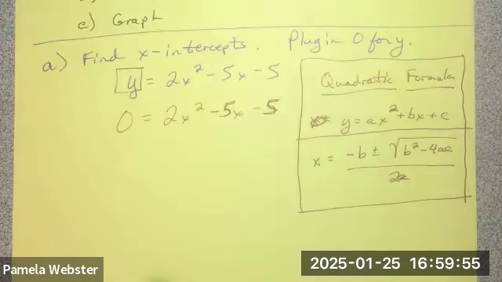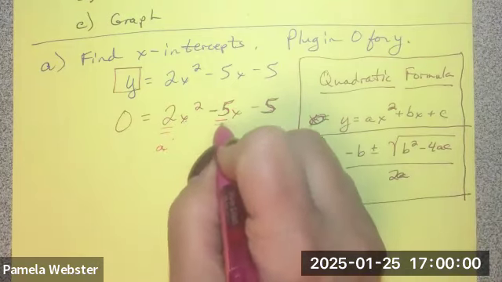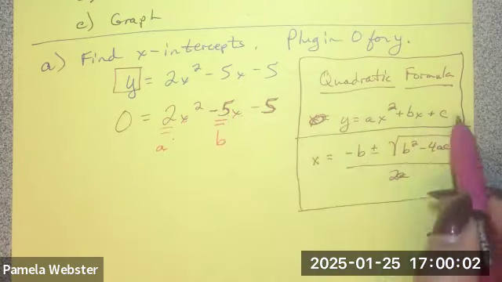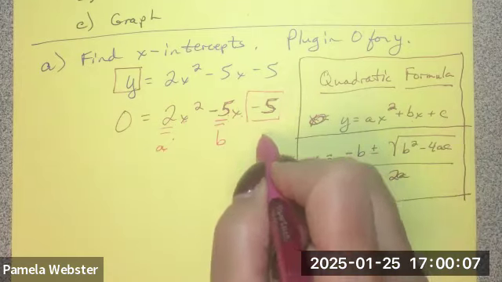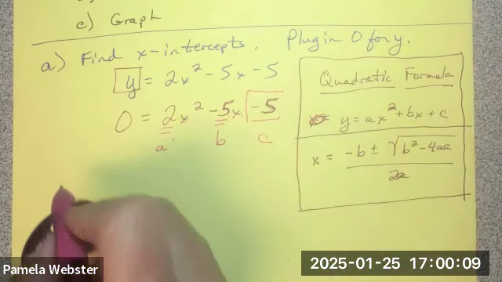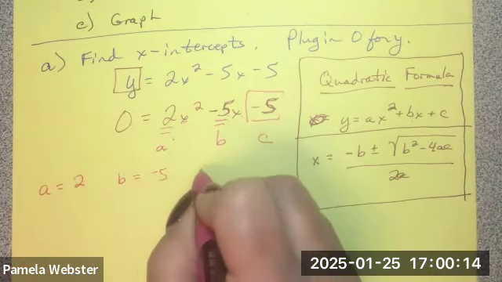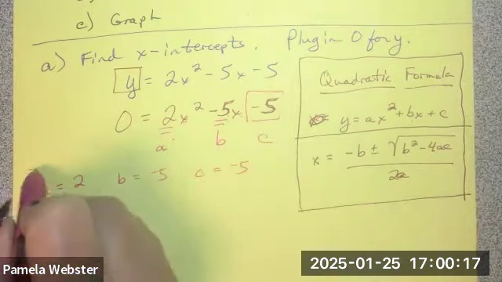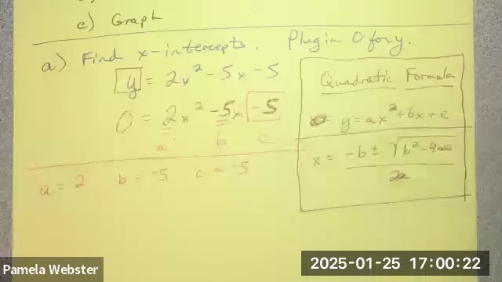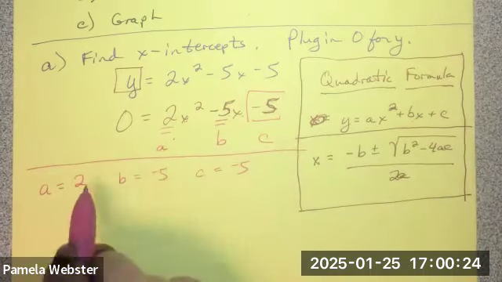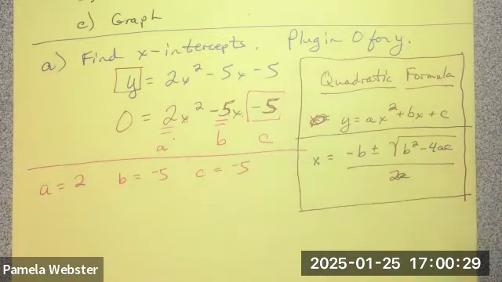Here I have this guy as my a because he's attached to the x squared. This guy is my b because he's attached to the x. And this term at the very back is a constant, he's c. So I'm going to write that down to the side: a is 2, b is -5, c is -5. I like to write those down. It didn't take but 2 or 3 seconds, but now I can see them and use them to plug into the quadratic formula.